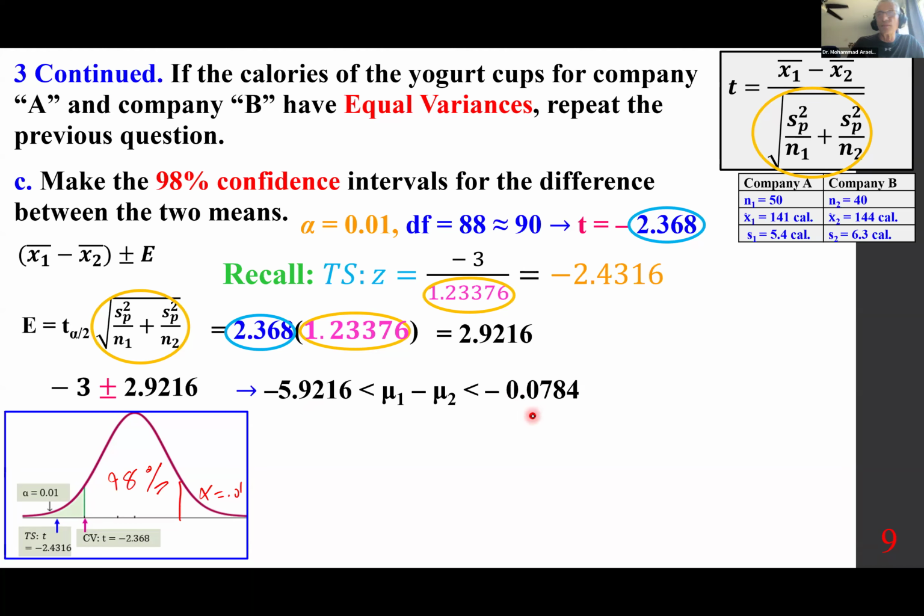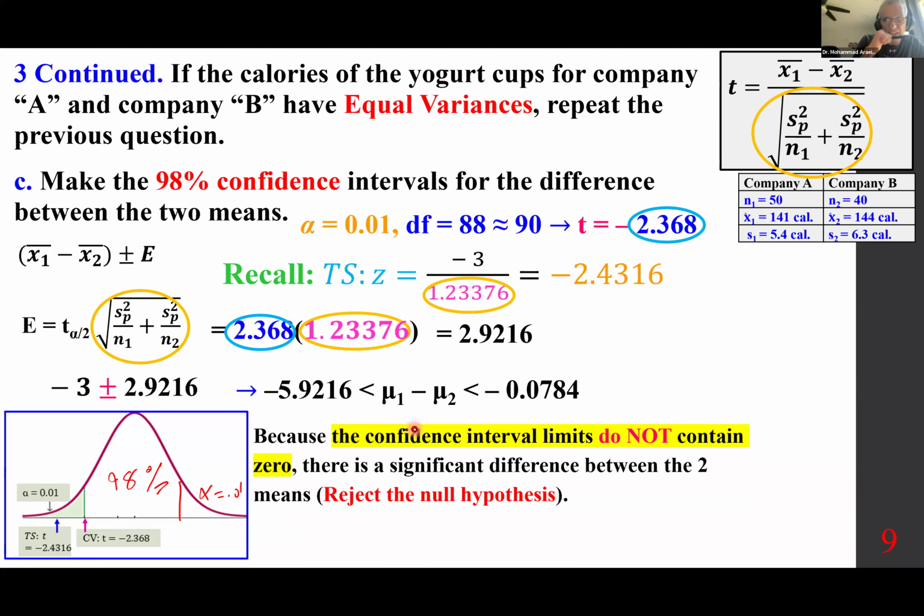Notice both sides have the same sign. It doesn't matter negative or positive, okay? Because 0 is not included, you reject the null hypothesis. Actually, because both of them are negative, it indicates mu1 is less than mu2. If both of them are positive, that means mu1 is larger than mu sub 2. Having said that, because the confidence interval limits do not contain 0, there is a significant difference between the two means. Reject the null hypothesis.